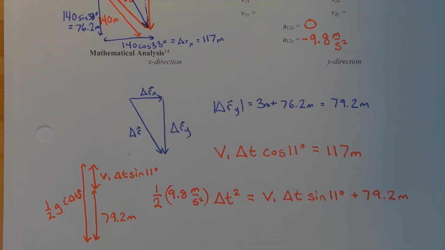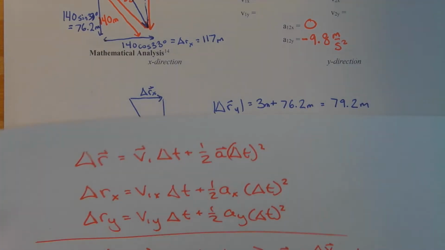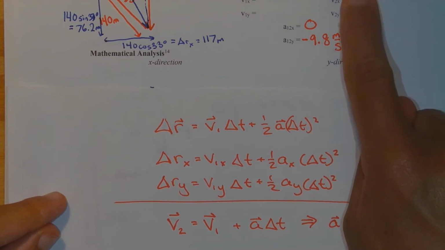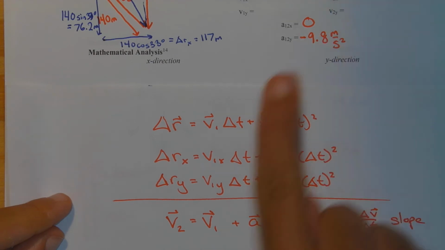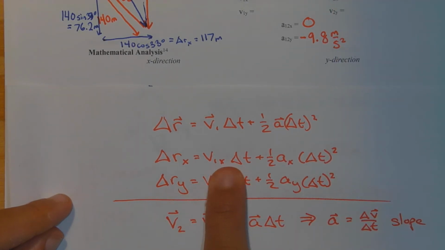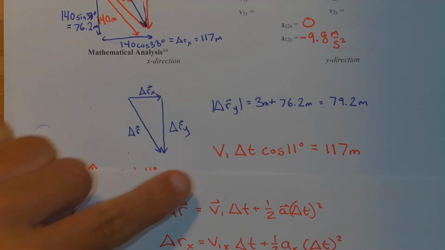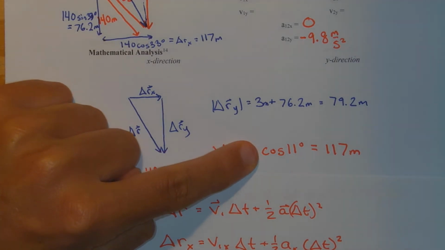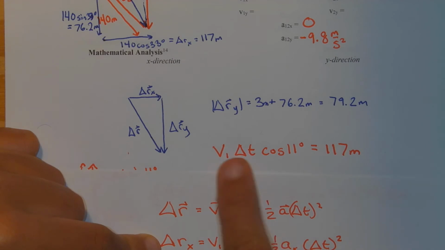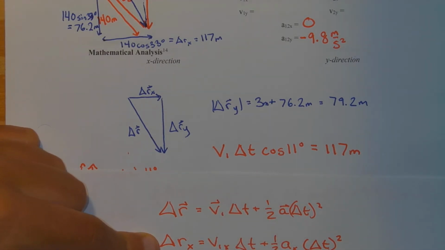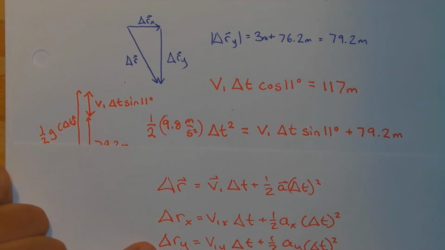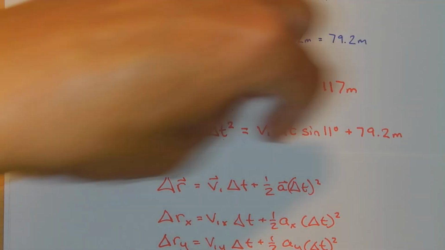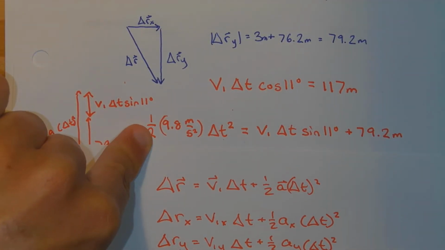If you compare that to what we would have if you use the kinematic equations, delta rx is equal to 117, and that's v1x times delta t. v1x is v1 times cosine of 11, and ax is 0. So this is our position kinematic equation in the x direction. And the next one would be our position kinematic equation in the y direction, just rearranged a little bit. If I bring this over to the other side, then I have negative 9.8. That's what I have here.